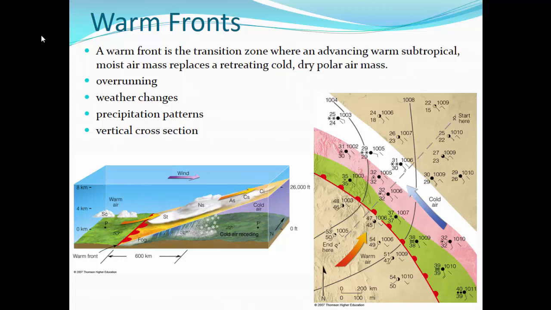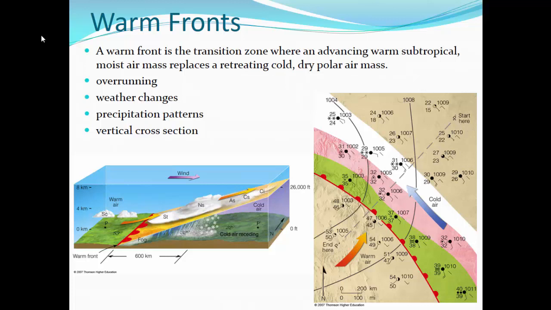So think about the warm, moist air that's advancing and overtaking the cold, dry air. Warm, moist air will be less dense, so it will ride up and over that colder, drier air, and that's what is known as overrunning. As opposed to the cold front, in which the cold and dry air is replacing the warm, moist air, and that cold, dry air literally lifts that warm, moist air straight up.